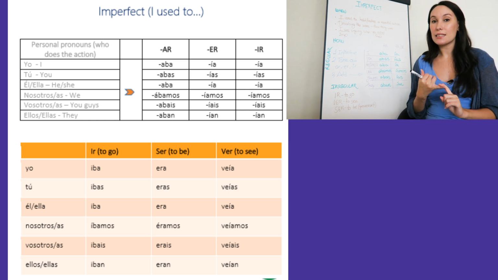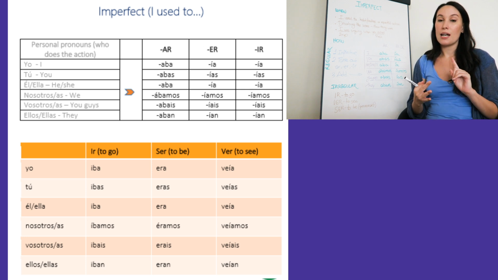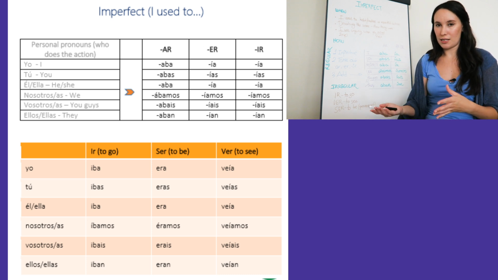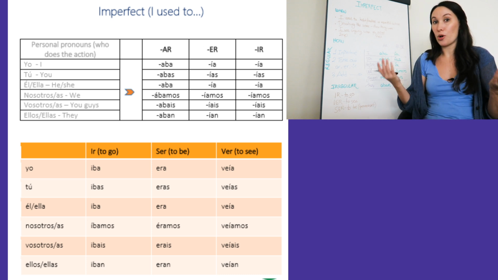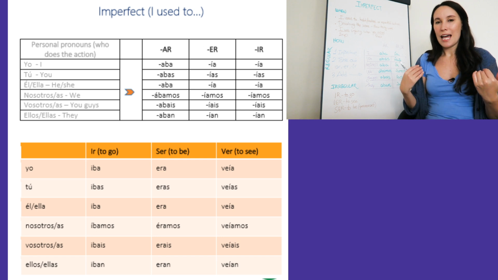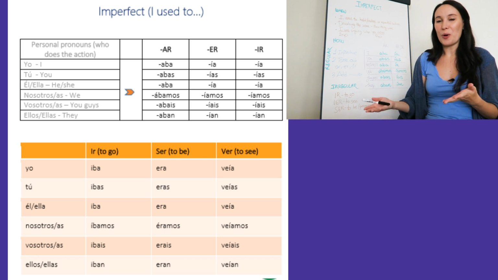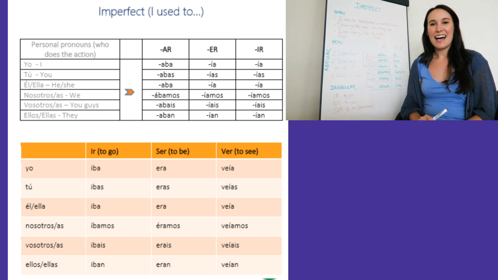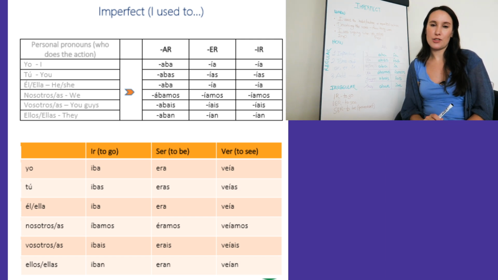One is ir, to go, another one is ver, to see or watch, and another one is ser, to be permanently or when it's not likely to change. For example, I am tall, which I'm not, but if I was, I would use ser because it's not likely to change. So let's do an example for each of these verbs.